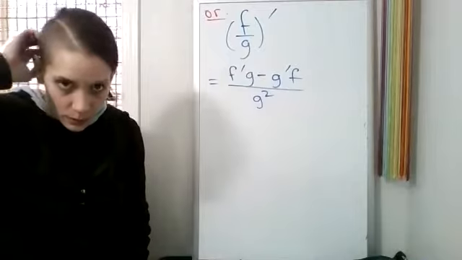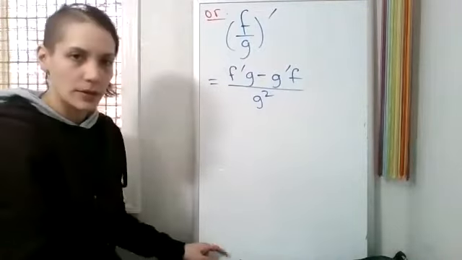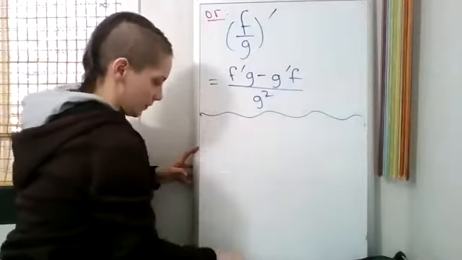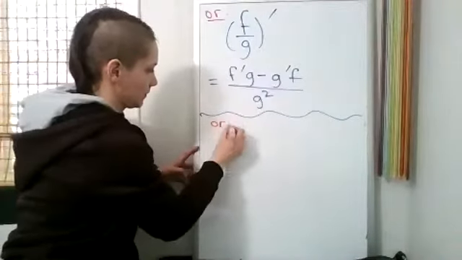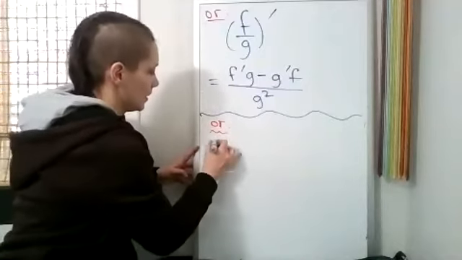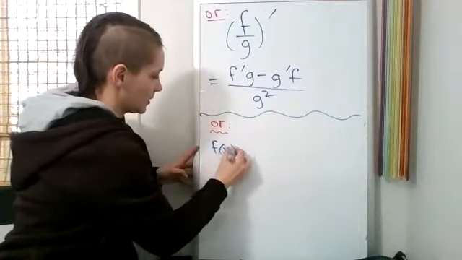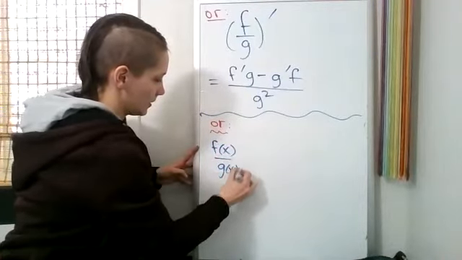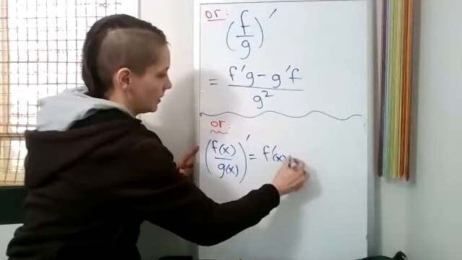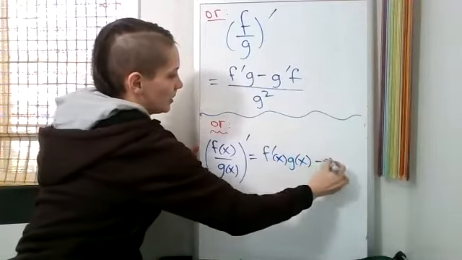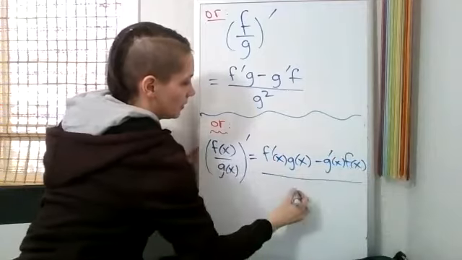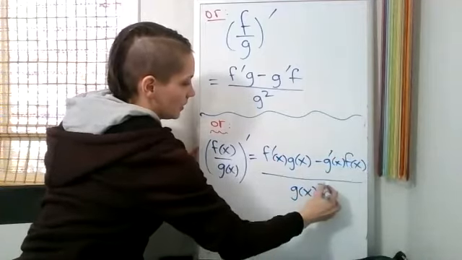Let's do it one more time, and then we'll talk about the way to memorize it. It's the same thing, really. f of x over g of x. Take the derivative: f prime of x, g of x, minus g prime of x, f of x, over g of x squared.